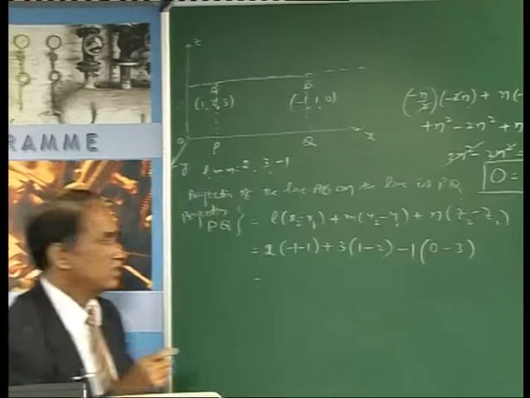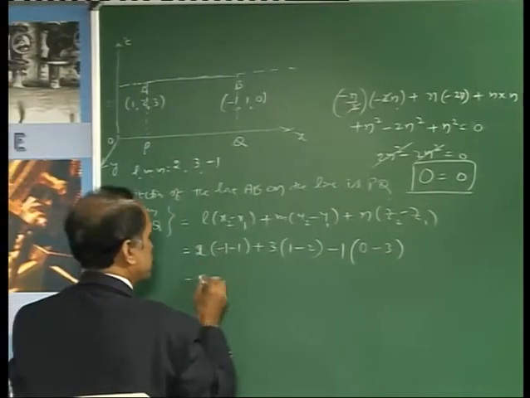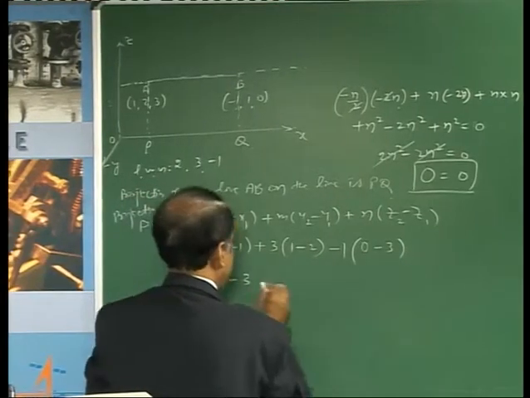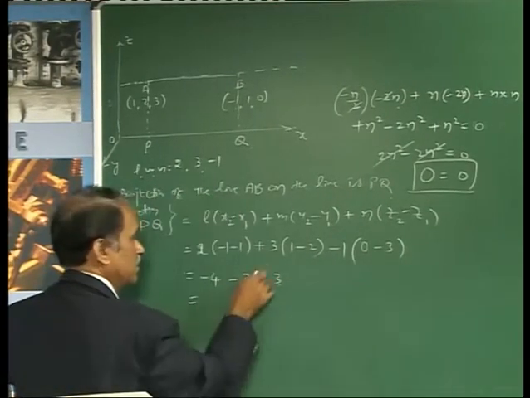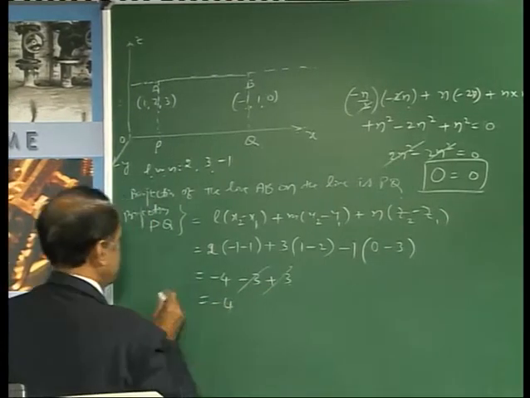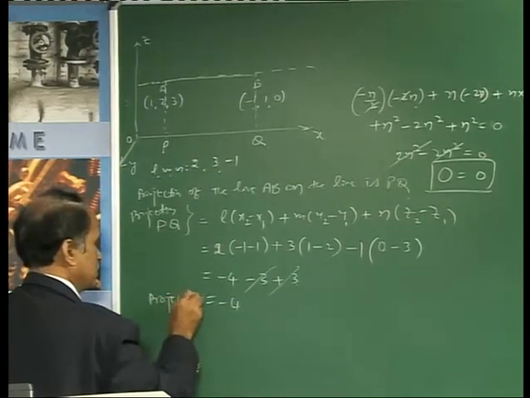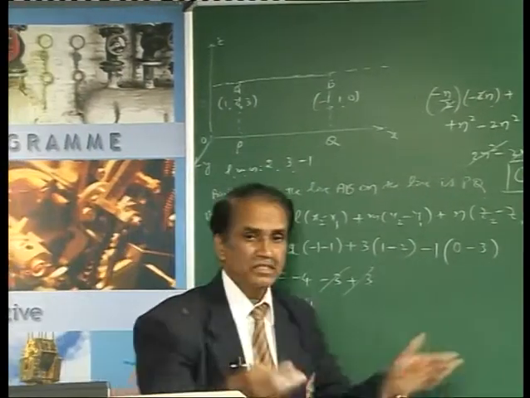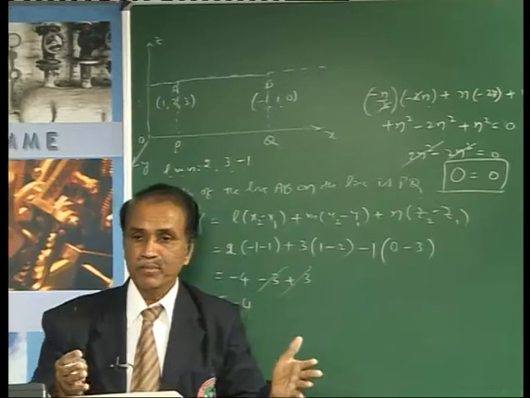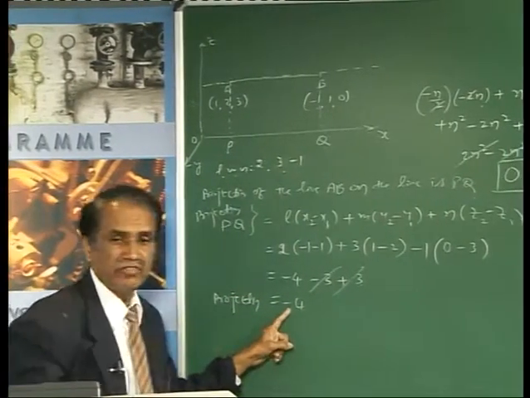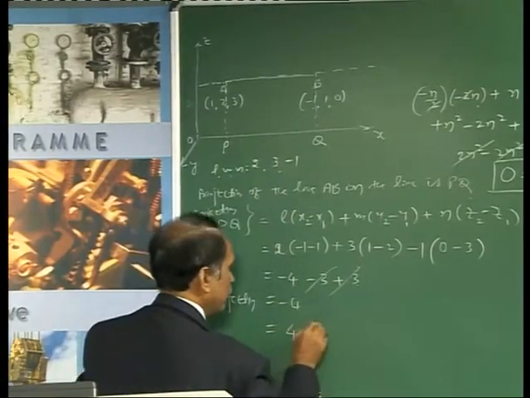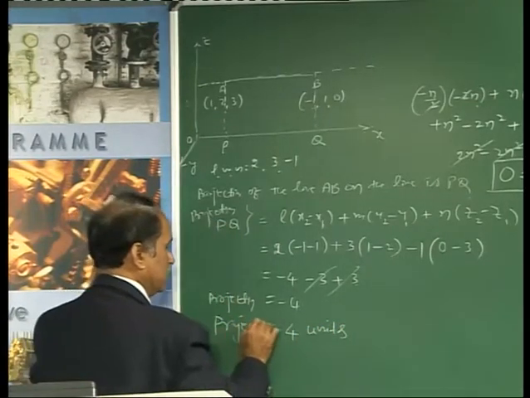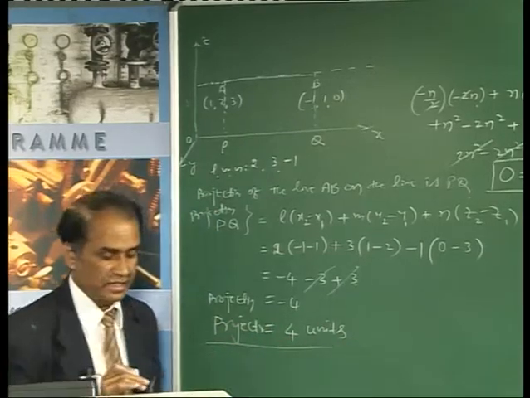This calculation gives us the magnitude. Therefore, -4, then -3, and then plus 3, so this cancels, giving -4. Projection is equal to -4, but projection means the magnitude, which is always measured as a positive quantity, so we drop the minus sign. In terms of magnitude, the projection is equal to 4 units.